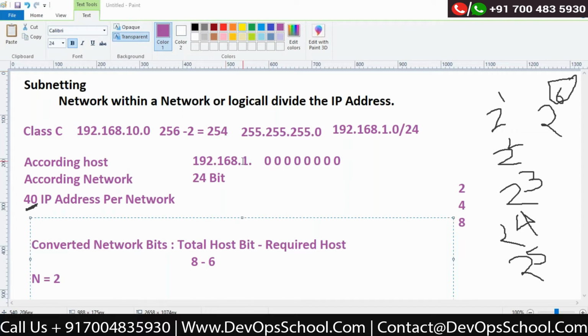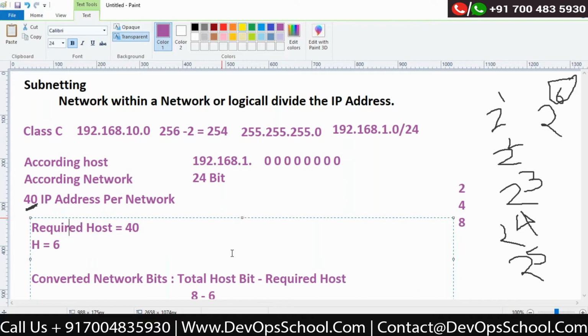Okay, so understand, don't get confused. People are getting confused in some steps actually. Now, first of all, how many hosts do I require? I said I require 40 IP addresses per network. Now, who can serve this purpose? 2 raised to 6. If I go to 2 raised to 6, I am able to achieve this. That means if I take 6 bits out of the host bits, I would be able to achieve that. Correct? So I would say H, that is host, is equal to 6.